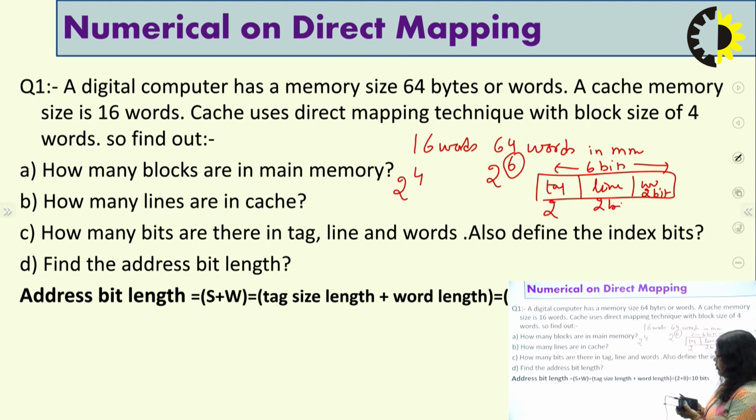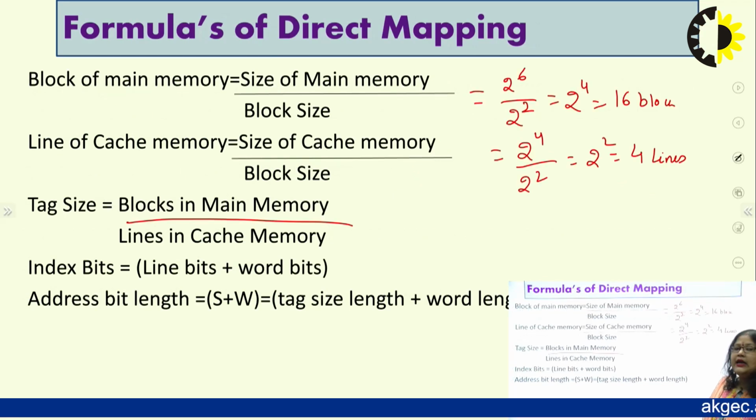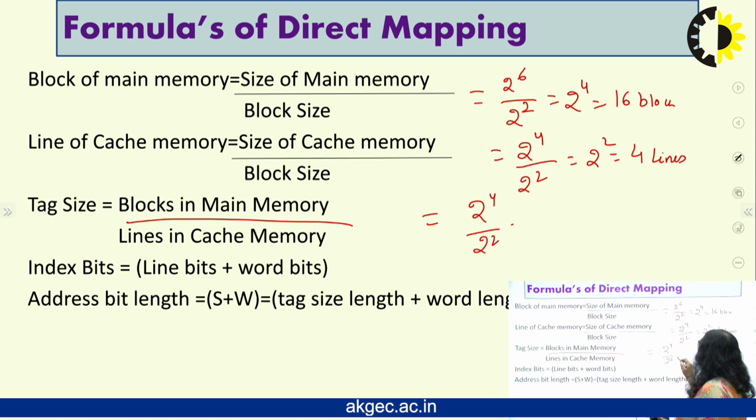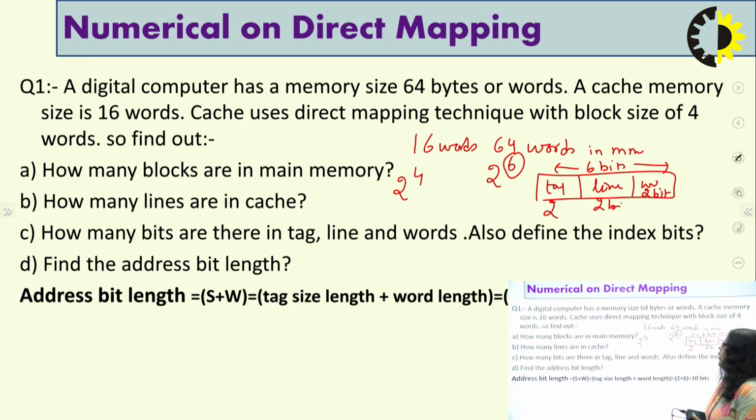But we also have a formula for finding the tag size. It is blocks of main memory, that is 2 to the power 4, divided by 2 to the power 2. So basically 2 to the power 2. So this also represents 2 bits as the address for the tag size. Now, find the address bit length. So address bit length is the tag size plus the word length. So it is 2 plus 8, that is 10.